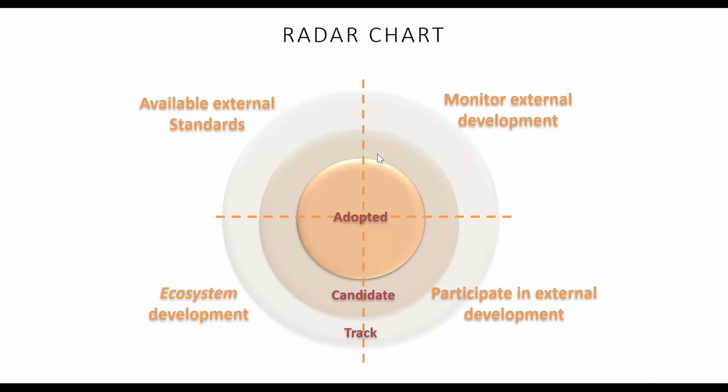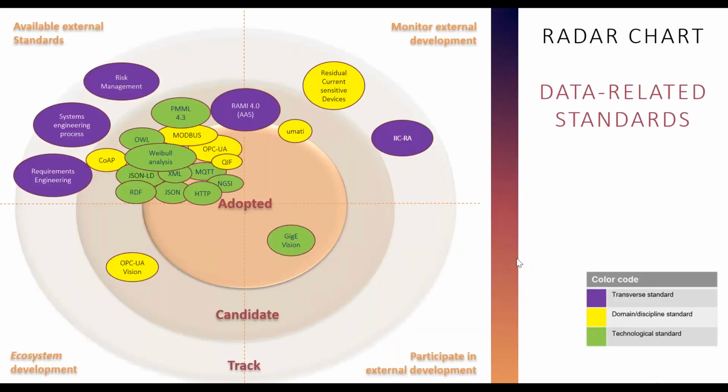Each standard on the radar chart is used to provide visibility of the status and maturity of a standard or initiative. Each standard or initiative is first identified and further continuously updated to track progress as the standard or initiative evolves. As you can see, there are 3 levels here: adopted, candidate, and tracked, with adopted in the center, which means the standards that are currently being adopted in the projects.